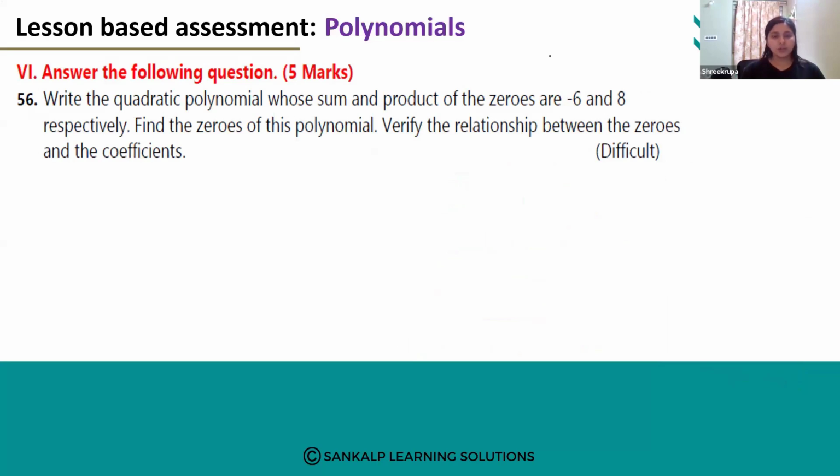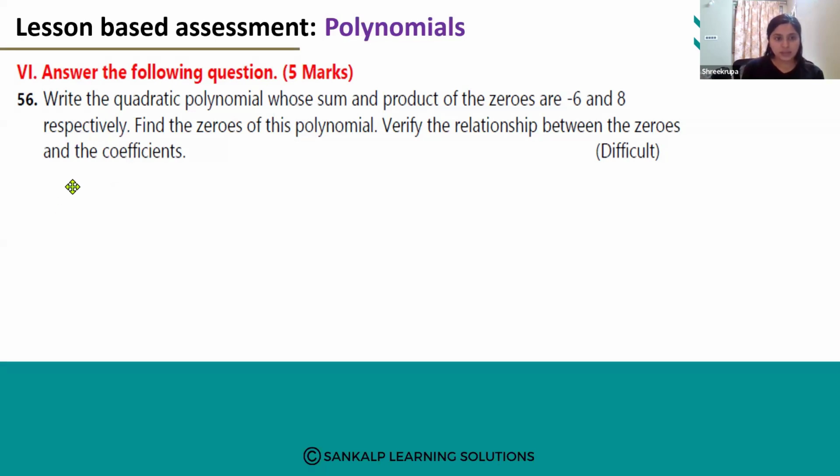Question number 56. Write the quadratic polynomial whose sum and product of the zeros are -6 and 8 respectively. Find the zeros of this polynomial. Verify the relationship between the zeros and the coefficients. We are given the sum and product of the zeros.